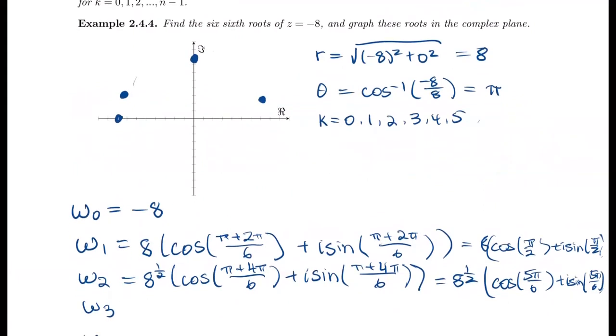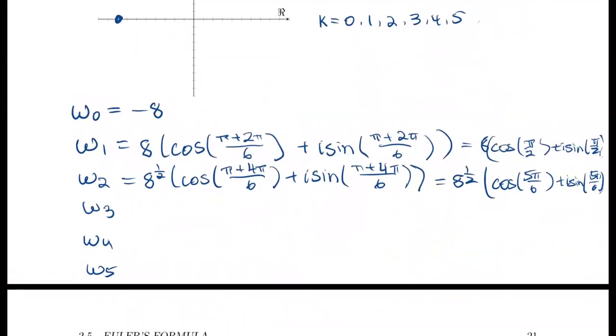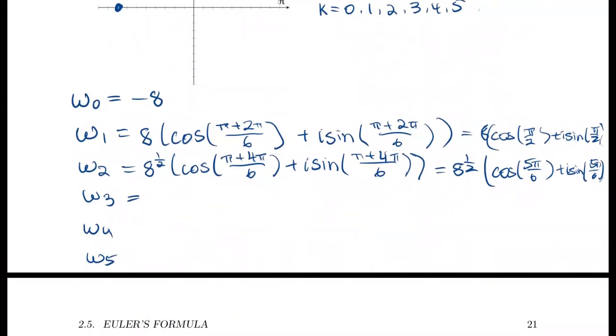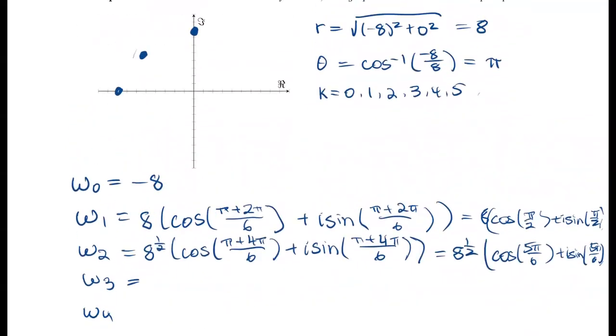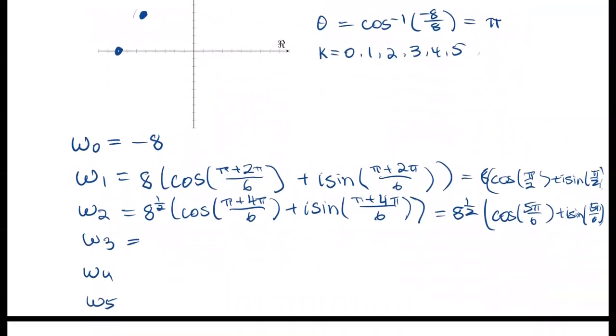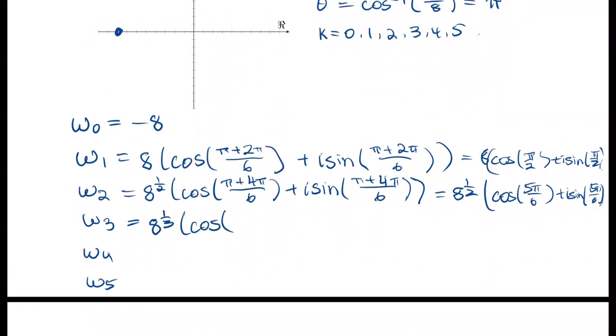And the process would just keep on going, although this is not really going to be to scale. So let's try that. So we have the 0, 1, and 2, pi over 6. Okay, so let's keep on going. And so W3, we get 8. So do the same thing. 8 to the power 1 over 3. We would get cosine. So we would add 6 pi. So that's 7 pi over 6, i sine 7 pi over 6.